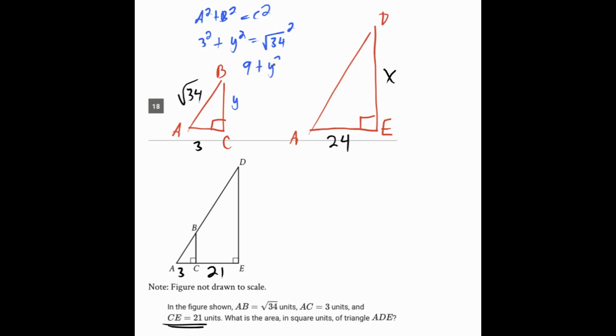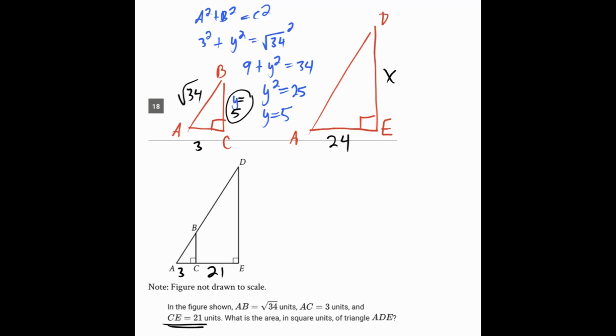9 plus y squared is 34 because the square root of 34 squared, those two things cancel. Take away 9 from both sides and we'll have y squared is 25, square root of both sides, and y is 5. Really plus or minus 5, but in geometry, you're not really going to ever have a negative side length. So we just figured out that this value right here is 5.